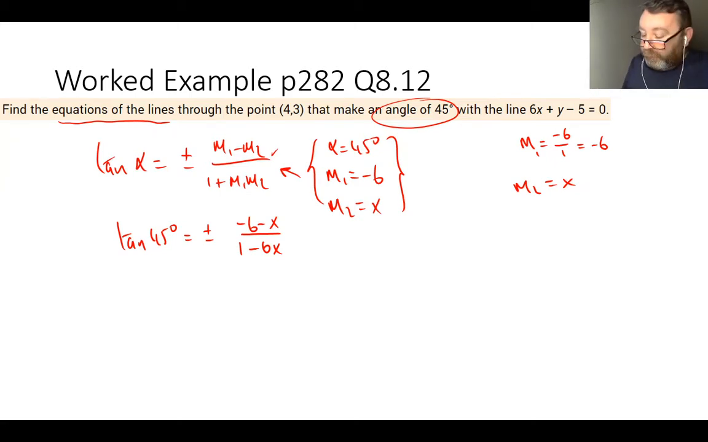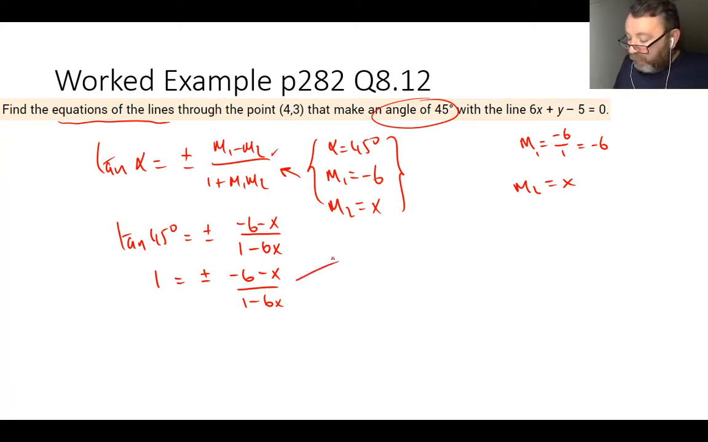So now what do I do? Well, I'm going to take the tan of 45. I can get that on my calculator. The calculator will give me that. The tan of 45 degrees is equal to 1. Lovely. So the tan of 45 degrees is 1. And 1 is equal to plus or minus (minus 6 minus x) over (1 minus 6x).